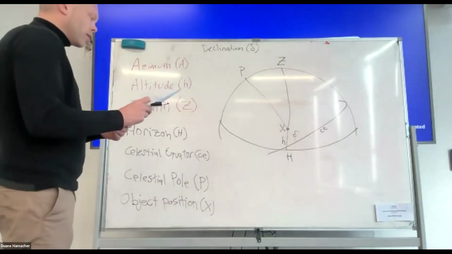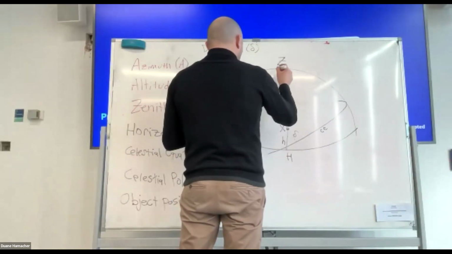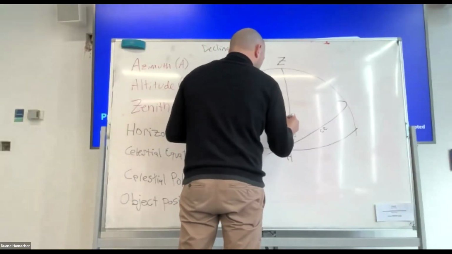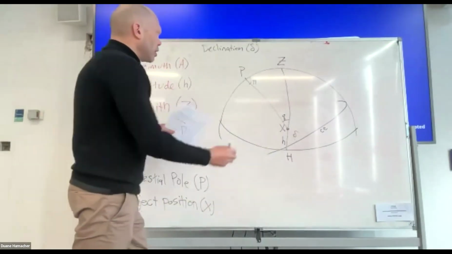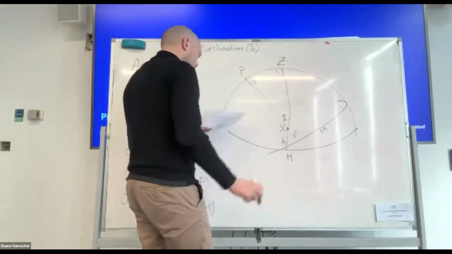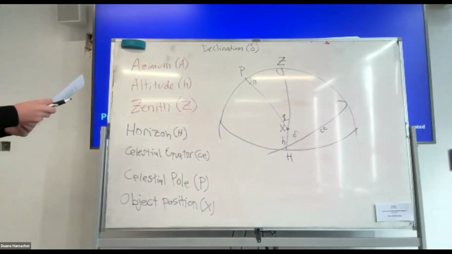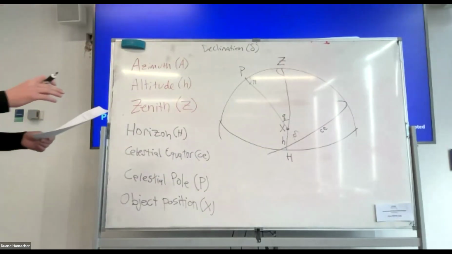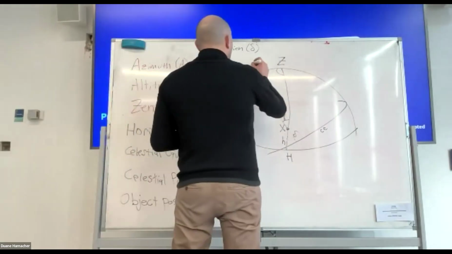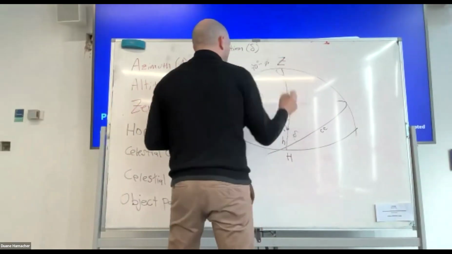So what we're going to look at are some things here. We're going to call this line H. We've got this angle Q. We've got X, our position. And then we've got to figure out this angle here. We're going to look at our co-latitude. This is the angle between the celestial pole and the zenith. We're going to call this 90 degrees minus our latitude.